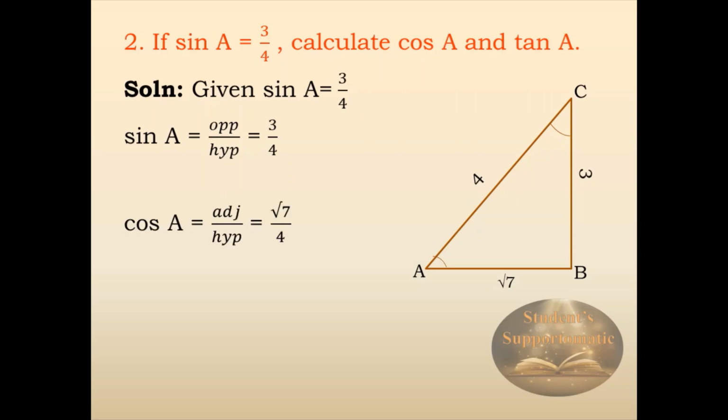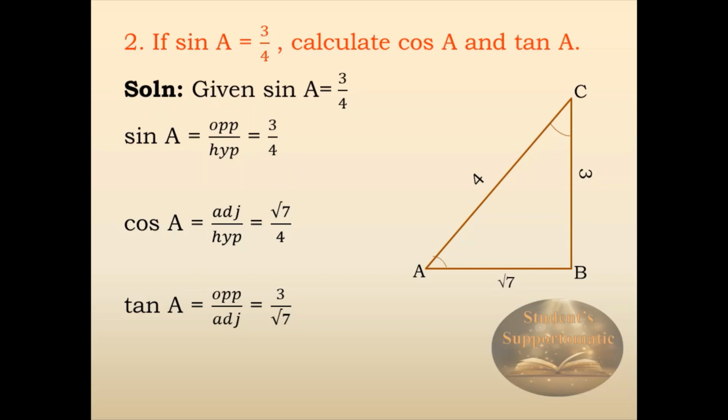Now first we find cos A. Cos A is equal to adjacent by hypotenuse, that is root 7 by 4. Now tan A is equal to opposite by adjacent, that is 3 by root 7. So the sine is given, we have to calculate cos and tan. For that we required the adjacent value, so we calculated it using the Pythagoras theorem. Next we found cos A and tan A. So this is the second problem.